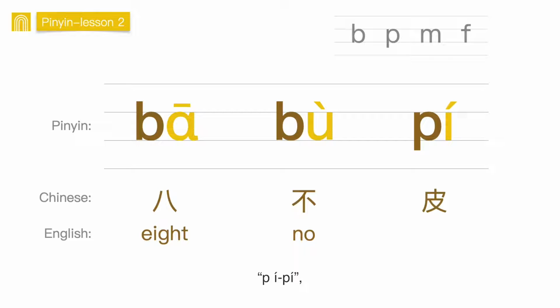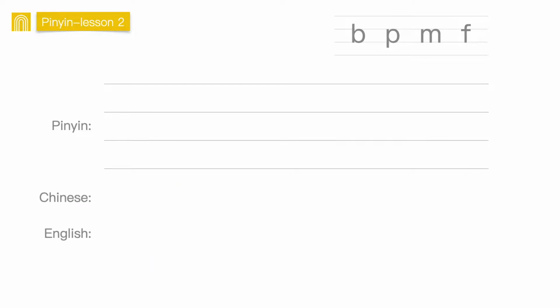Po, yi, pi. The initial po. The final yi, plus rising tone. Here, yi. Read yi. Then put them together and read. Po, yi, pi. Pi means skin in English.